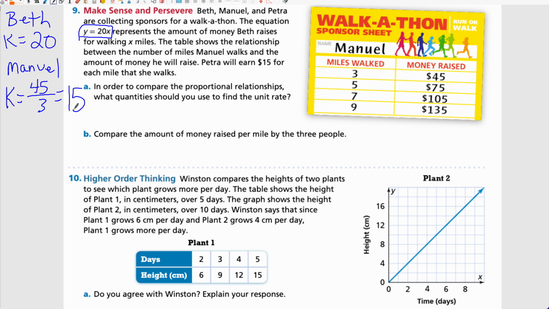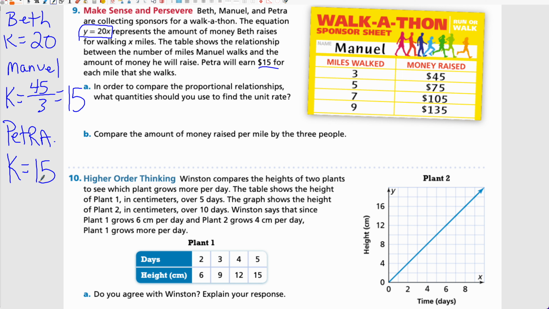Okay? And then Petra. What is her K value? 15. It tells us $15 for each mile. K equals 15. We didn't have to do any math for that one. So now, we haven't even read what they're asking us to do, but we went ahead and found all the K values because we're going to need that information to answer the question.